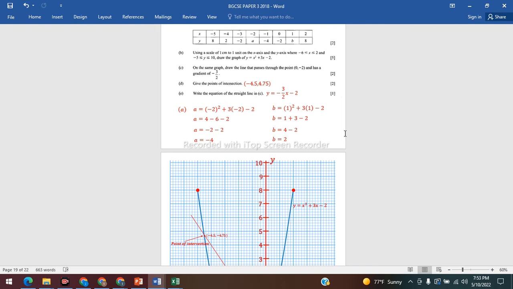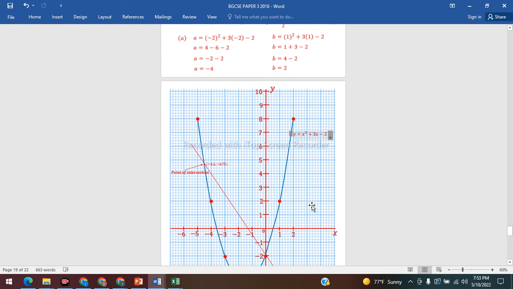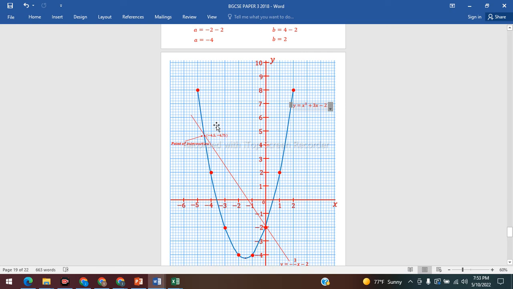Y equals x squared plus 3x minus 2. Is that labeling necessary? Yes, that's necessary. That is telling you what this curve is. That label is necessary.